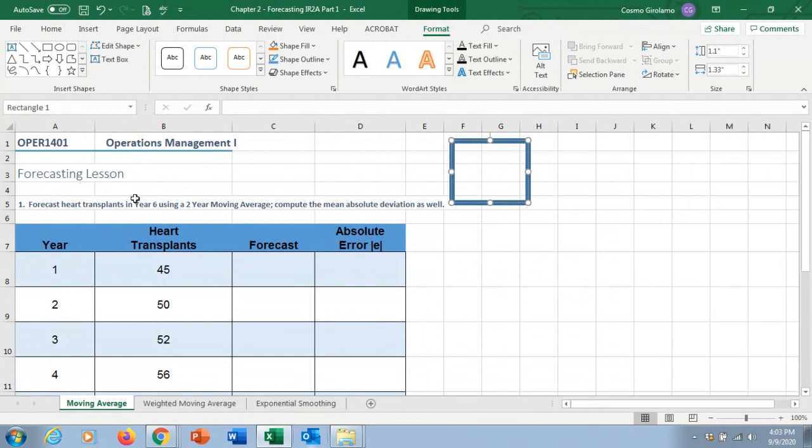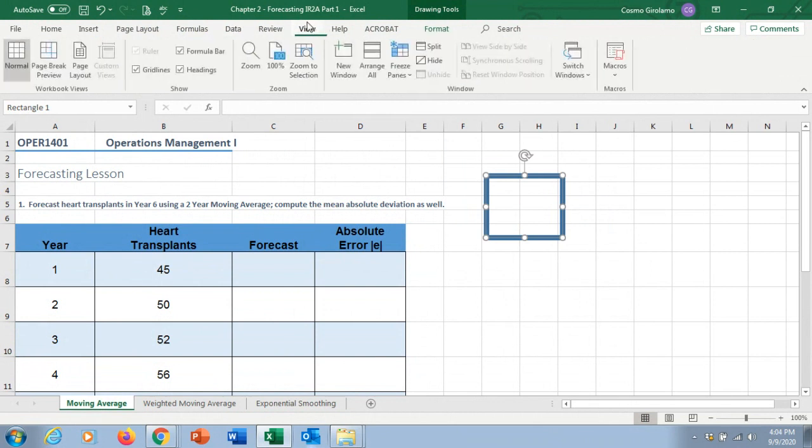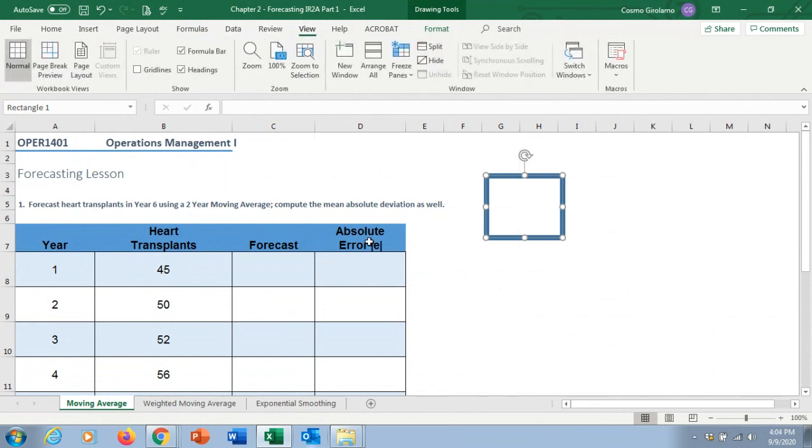And the first thing is we're forecasting heart transplants. And we want to forecast in year 6 using a 2-year moving average. So in the description, I'll always tell you what method you're using. So you're using a 2-year moving average. So this means I need the past 2 years in order to make a forecast.